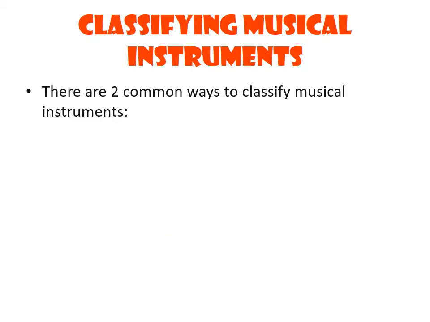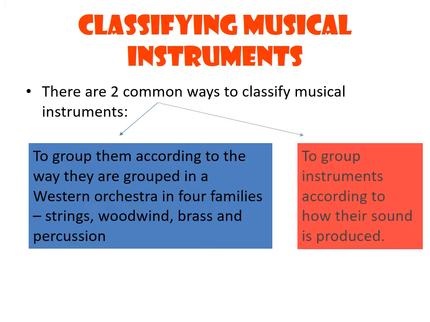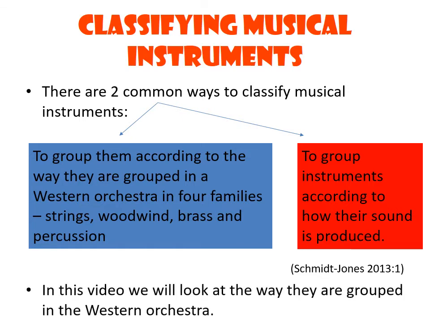There are two most common ways to classify musical instruments. The first is to group them according to the way they're grouped in a Western orchestra, and there are four families of instruments in the Western Orchestra, namely strings, woodwind, brass, and percussion. The second way is to group instruments according to how their sound is produced. This is going to be dealt with in the next video, which deals specifically with African instruments. But in this video, we're going to look at the way they're grouped in the Western Orchestra. So we're dealing with the blue box in this video.